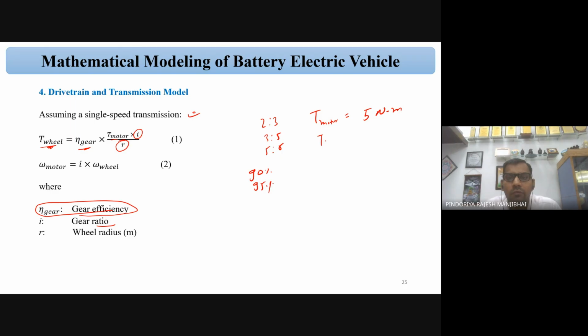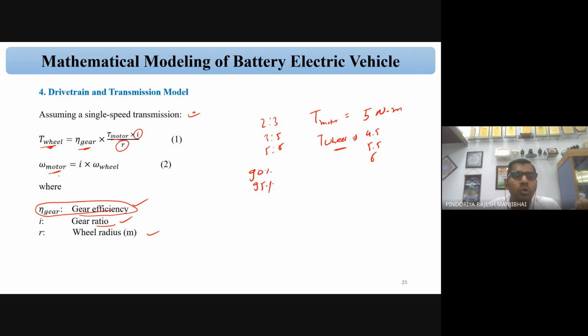So maybe the wheel torque is 4.5, maybe 5.5, maybe 6. It depends on the gear ratio, correct? So the wheel torque depends on the gear efficiency and the gear ratio. We can say N is the gear efficiency, i is the gear ratio, and r is the wheel radius, in meters, correct?